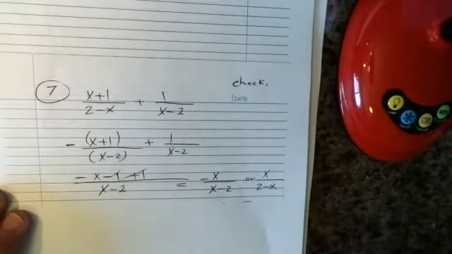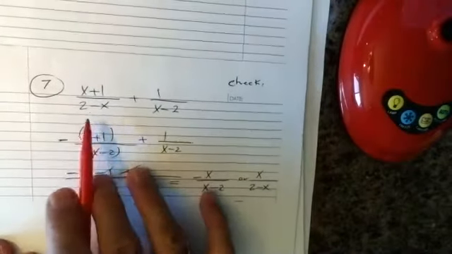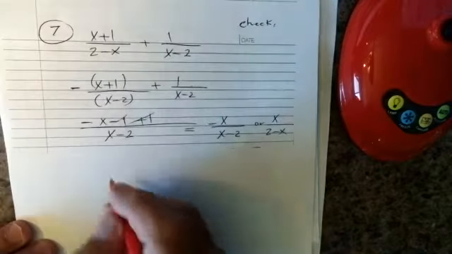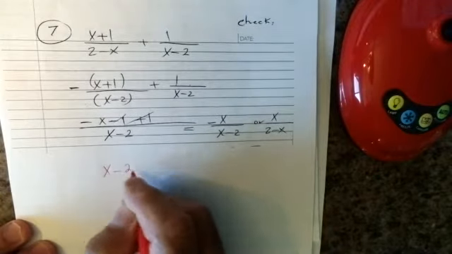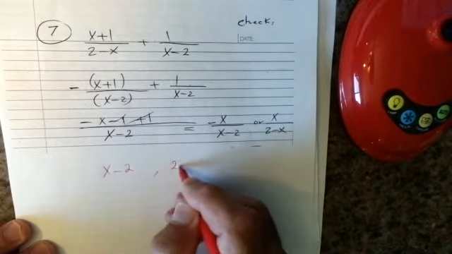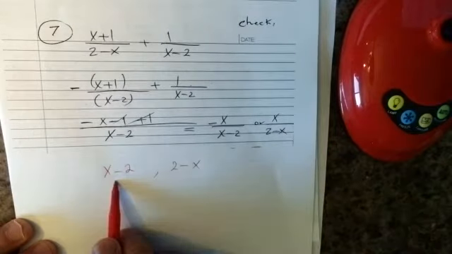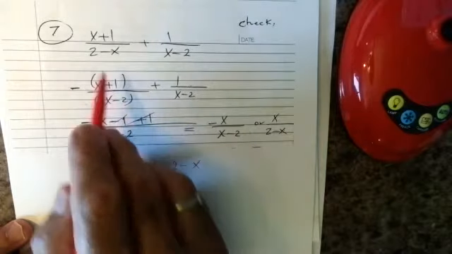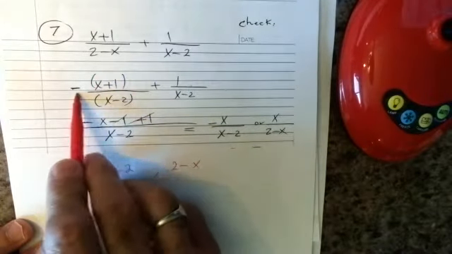Number 7. Remember this 2 minus x and x minus 2. I said these two are the same thing. The only difference is x minus 2 and 2 minus x: negative 2, positive x, negative x. The only difference between these two is you could take one out and write the other one as long as you put a negative.